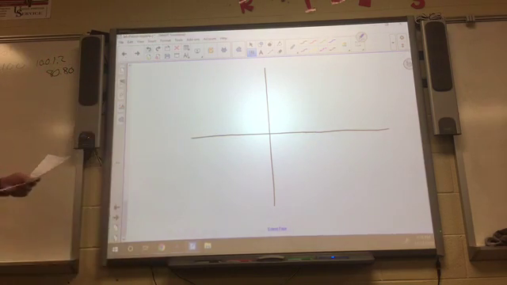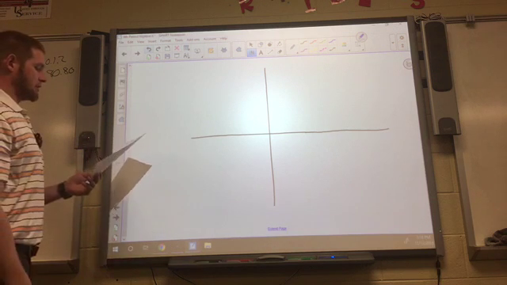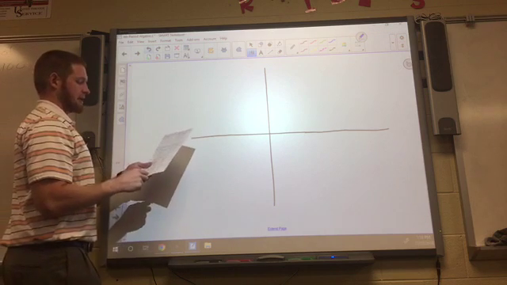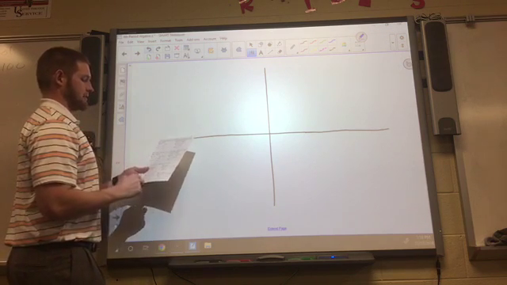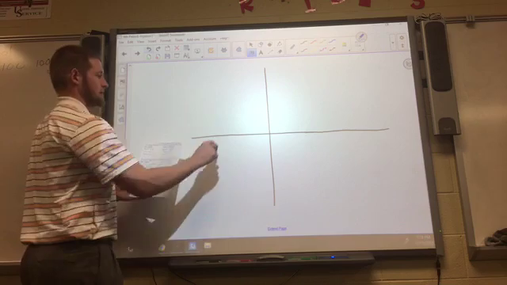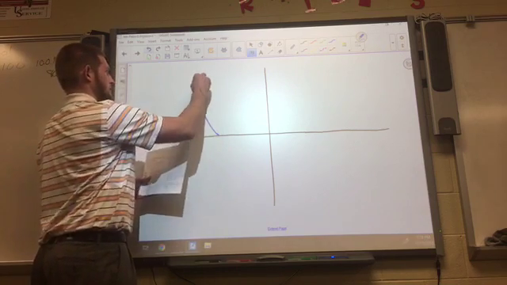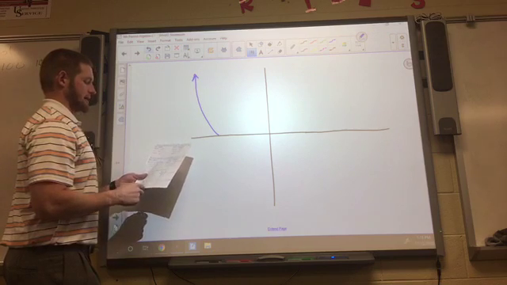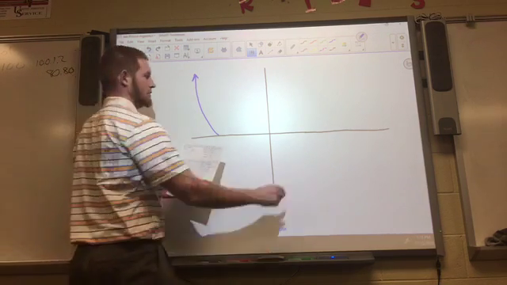So the next one, as we go down to those bottom two, my degree is now even, like a parabola, a quadratic function, a quartic. I have an even degree when my leading coefficient is positive. On the left side, as x goes to negative infinity, what happens to f of x? It goes up. What happens to my y as x approaches positive infinity?